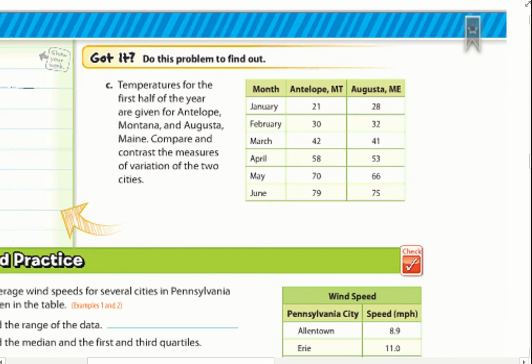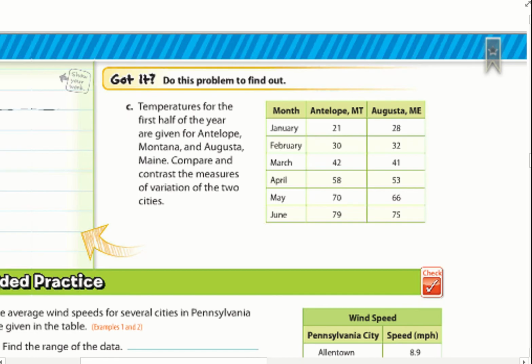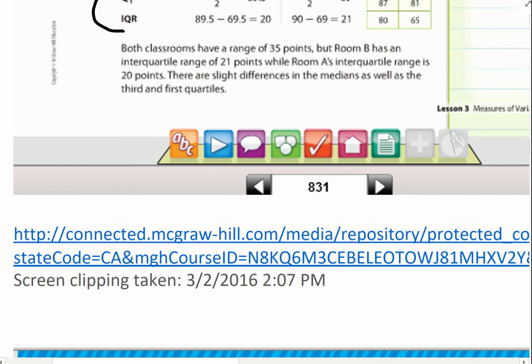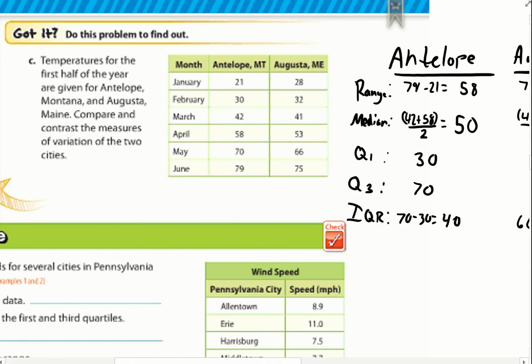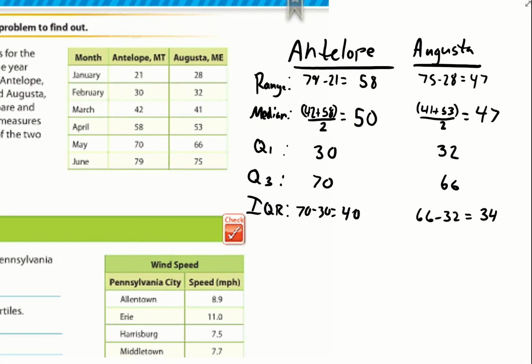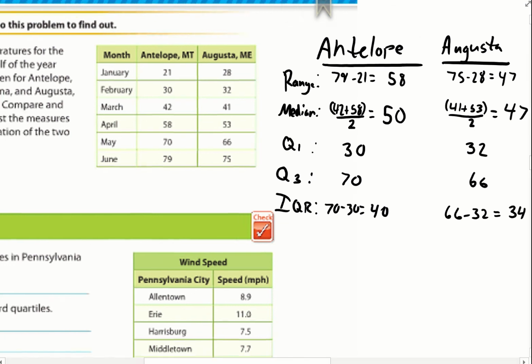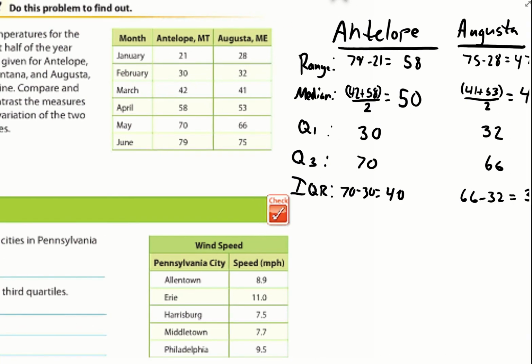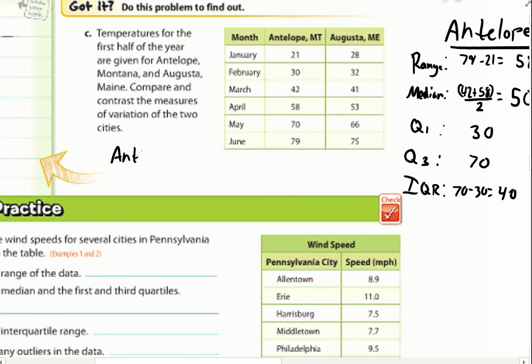So go ahead and try C. So we're going to compare the measures of variation. So what that means is we have to find all of these, and then we're going to compare them. So find the range, median, Q3, Q1, and IQR for part C. So after finding the measures of variation, I look at Antelope. Antelope has higher measures of variation for all numbers. So I found the range, median, Q1, Q3, and IQR. So I'm just explaining Antelope has a higher measures of variation.